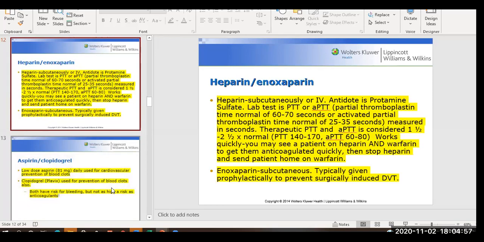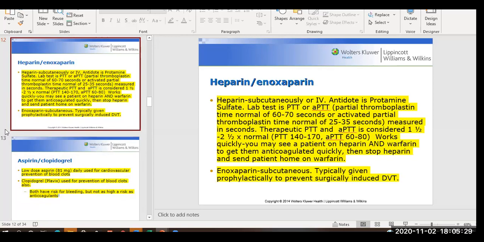Then you got heparin. Heparin is given subcutaneously. Antidote is protamine sulfate. The lab test for heparin is PTT or APTT. Okay? PT/INR, warfarin. PTT, APTT, heparin. Okay? So you need to know that. And you need to know that that's in seconds also. So the PTT is 60 to 70 seconds, right? APTT is 25 to 35.